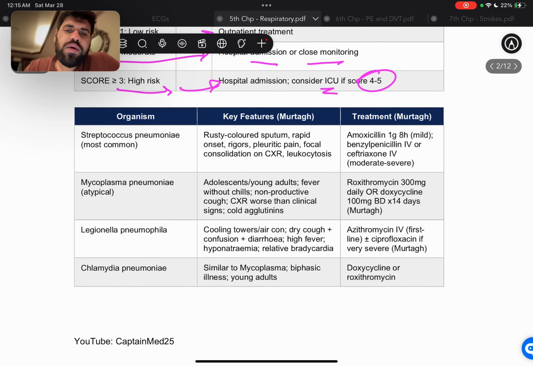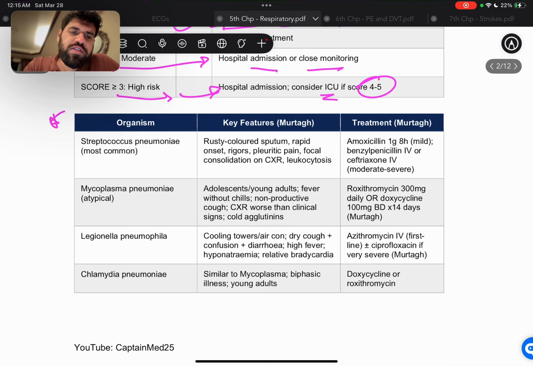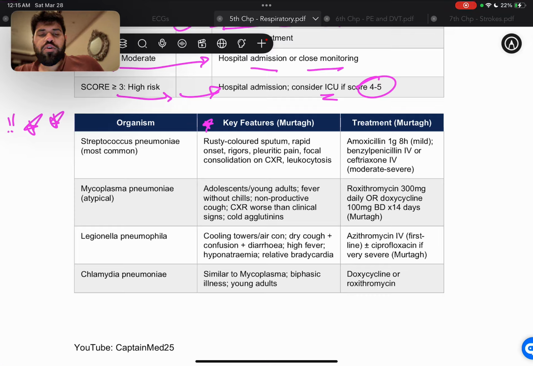All right. Now moving on to the important organisms, this table is very, very important. I've seen questions very, very commonly about this, that they'll give us key features. I've taken these from Murtagh, and then they will ask you what could be the most common organism, or they could give you the features and ask you how do you treat this organism, right? So this whole table is very, very high yield.